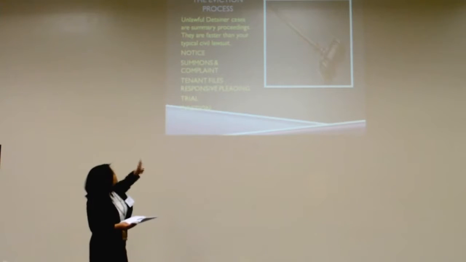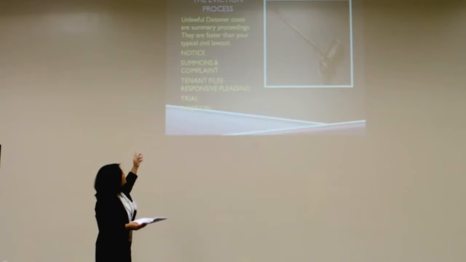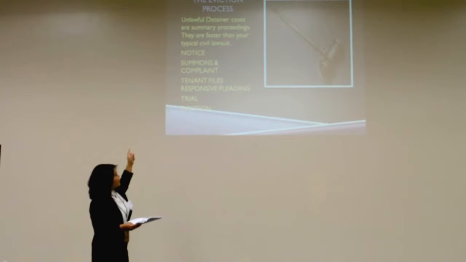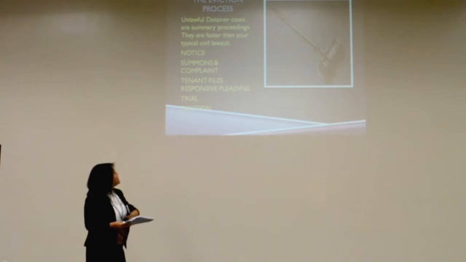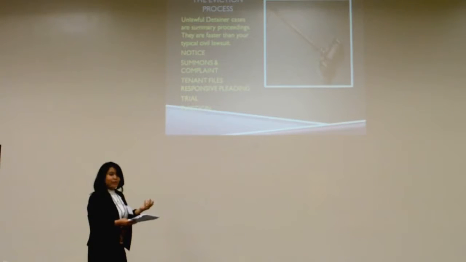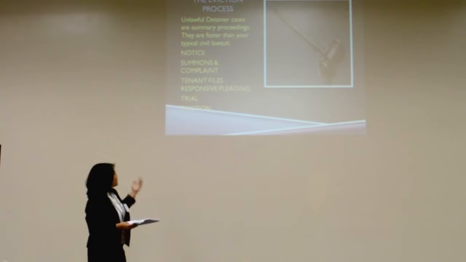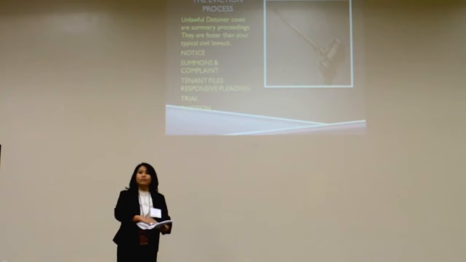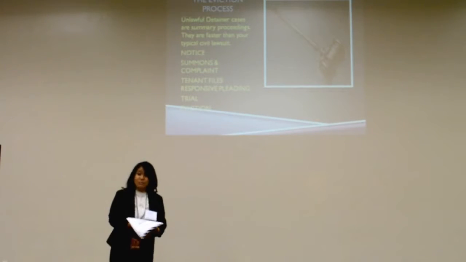These are the steps of the process. The landlord gives notice. There's the summons and complaint that are served on the tenant. The tenant files a responsive pleading, and we'll go into more detail on this. There's a trial, possibly settlement. We'll go over that as well, and then the actual eviction, where you ask them to move out, like the lockout and the time to vacate the premises.